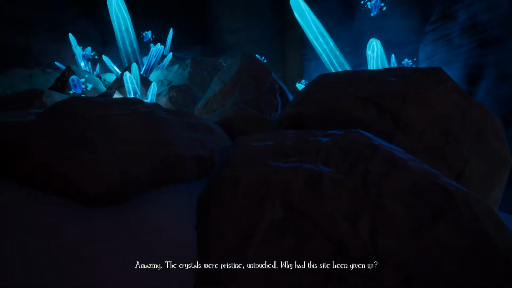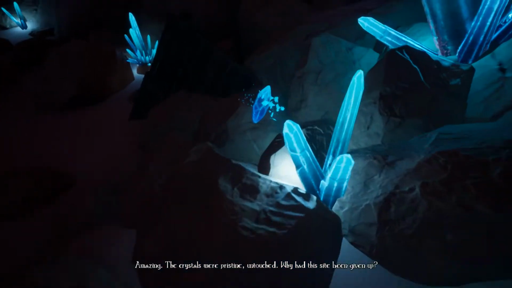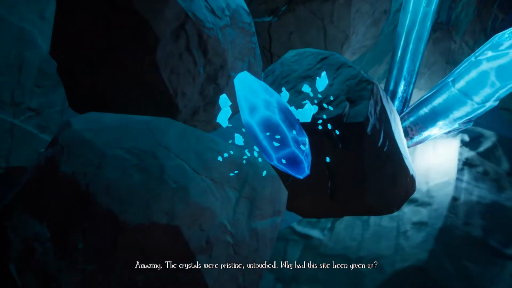Amazing. The crystals were pristine, untouched. Why had the site been given up?